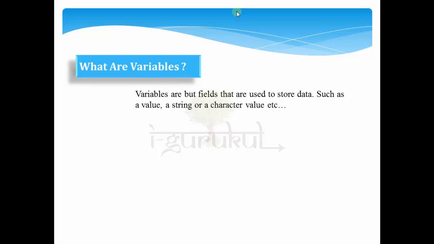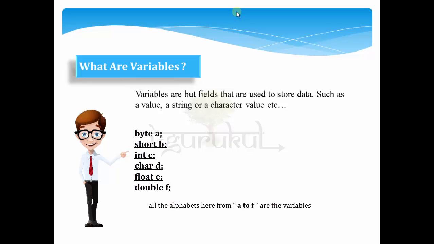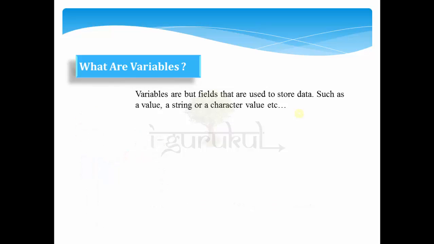So variables are nothing but the fields that are used to store data such as a value, a string, a character value, etc. As we have seen in data types, I have taken a byte a and stored a value 100 to it. That means a was our variable. Similarly, we have taken many variables with different data types. So now the next question is, what is the scope of a variable?